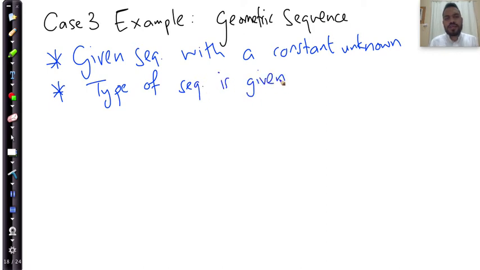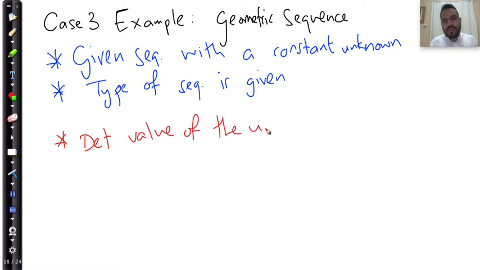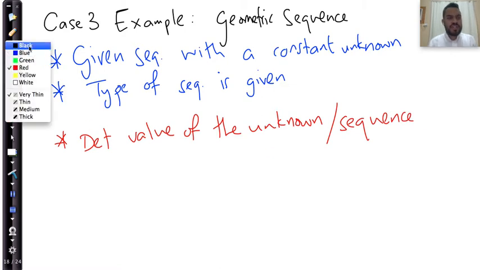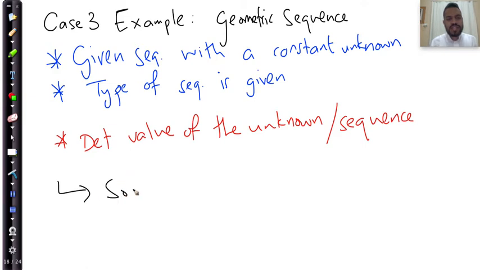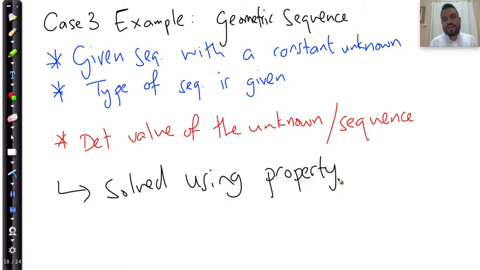The questions that you can be asked are to determine the sequence or determine the value of the unknown. In either case, you have to calculate the value of the unknown first. And finally, the manner in which we solve these questions is using the defining property.